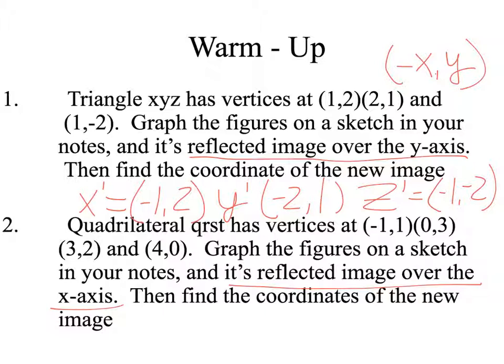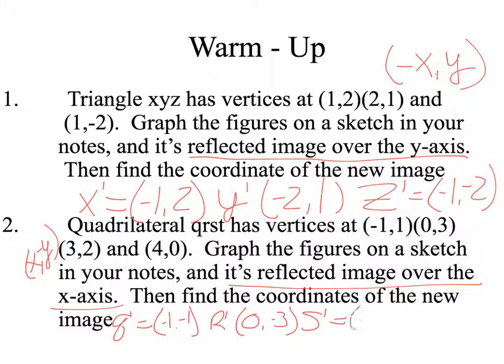Our quadrilateral down here over the x-axis. Remember the x-axis, it's our y value that's going to change. So q prime is going to be negative 1, negative 1. R prime is going to be 0, negative 3. S prime is going to be 3, negative 2. And T prime is going to be 4, 0. Because remember that 0 doesn't really change to the positive negatives.